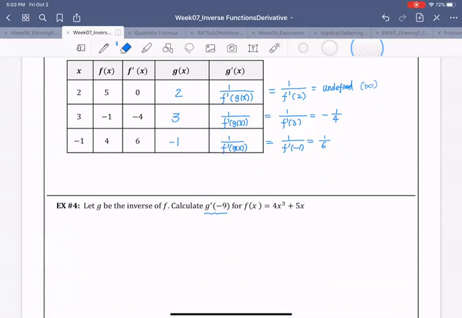But I guess okay, negative. g prime of x is x equals negative.